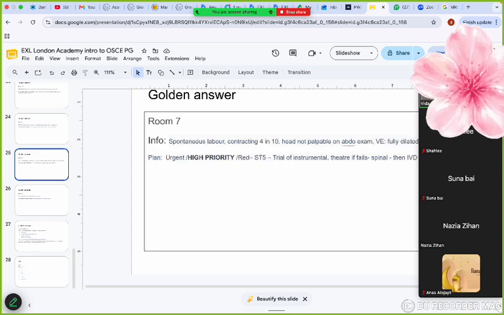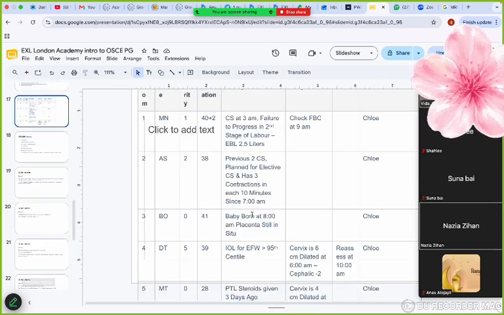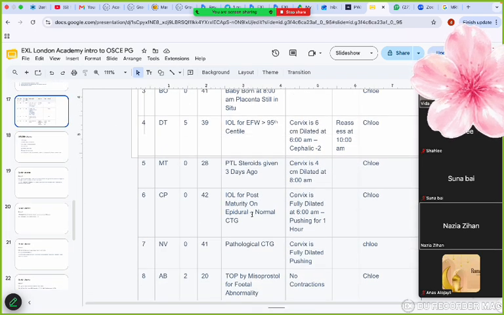Room number 8. Yes, room number 8. She's para 2, 20 weeks pregnant, termination of pregnancy by misoprostol for fetal abnormality, no contraction is there. I want to know whether there is a risk factor present or not, and what is her abdominal and vaginal findings, and misoprostol first dose given or not.